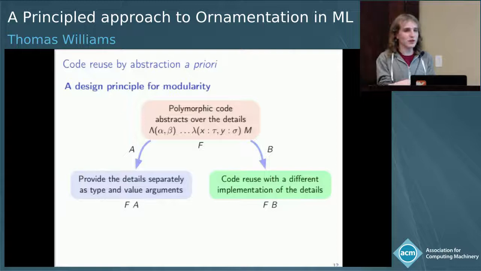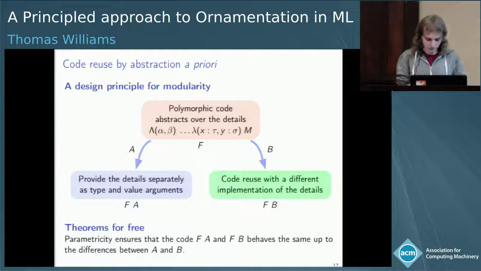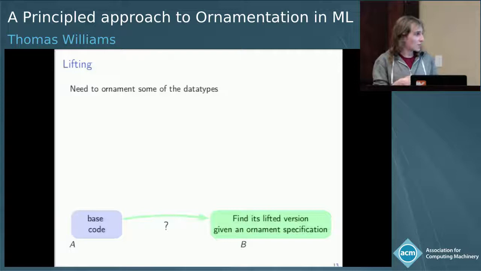And we get a theorem for free that says that as long as A and B, the arguments, are appropriately related, then F A and F B will behave the same up to the differences between A and B. So that's cool, but we can't do that because our base code is not abstract at all.